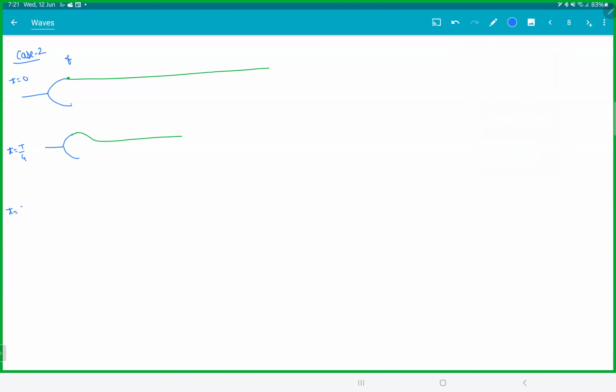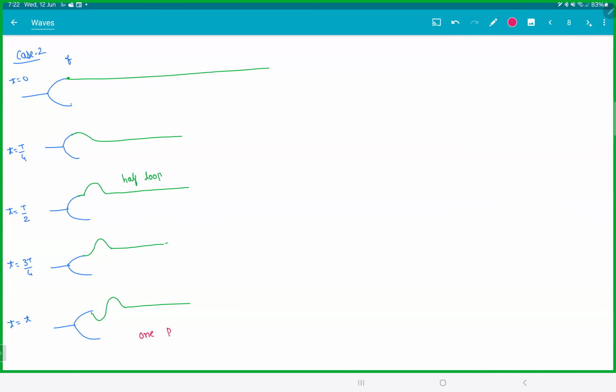Then at t equal to T/2, you come back to the mean position. So you have completed a half loop. So you'll get a half loop now. This is the difference between the previous one and this. And when you go to t equal to 3T/4, this is like this. At t equal to T, you come back to the same position. You have completed a loop. So for one oscillation, we get 1 pulse.